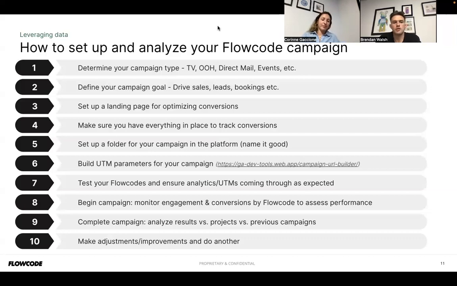But once you set those up, you're going to want to make sure that your flow codes are created to make sure that you're measuring every single touch point appropriately. So if you use one flow code across 3 different channels, so TV, direct mail, and out of home, you won't be able to understand the engagement by channel. So what you'd want to do is create a different flow code for each touch point. So one for TV, one for direct mail, etc.